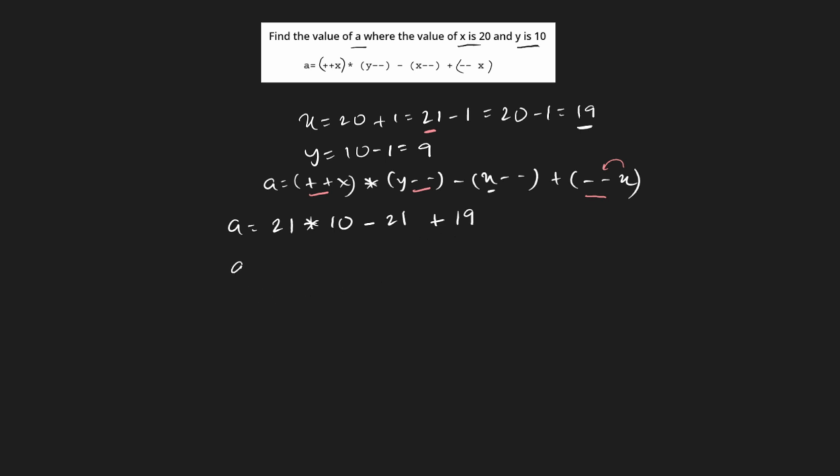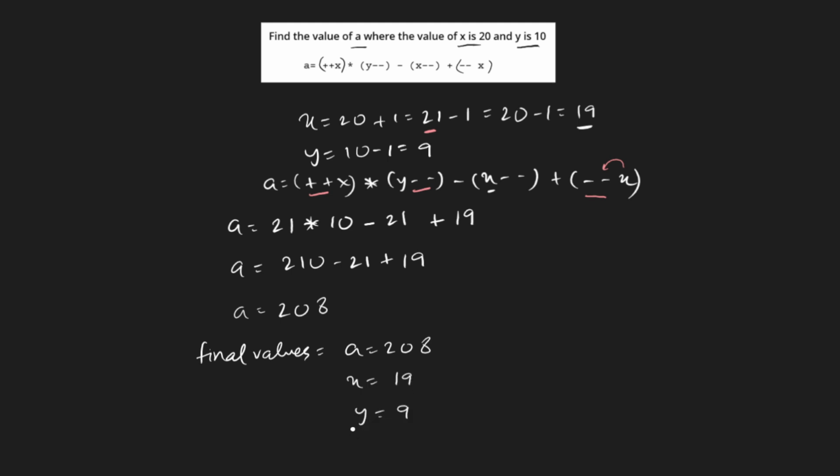Now we can try to evaluate this expression. We have 21 times 10, which is 210, minus 21 plus 19. This is just going to be 208. So if you look at the final values, the value of a is 208, the value of x is 19, and the value of y is 9.